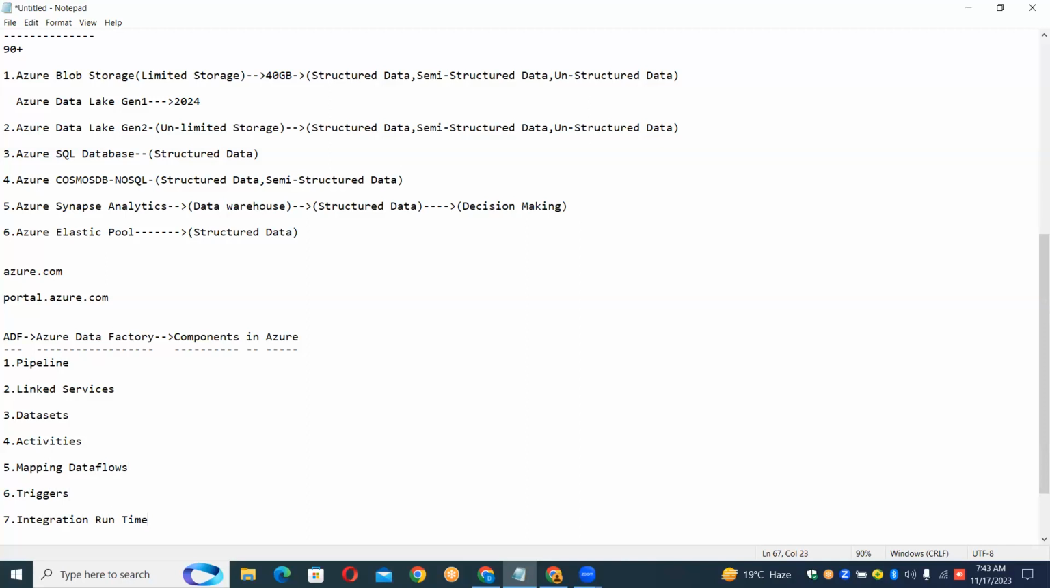We will start with Azure Data Factory and all the components from tomorrow. Tomorrow is Saturday and we will have the class at the same time, 7 o'clock. From Monday onwards, we will start at 6 o'clock, that will be the standard timing, 6 to 7. Tomorrow we'll start with Azure Data Factory and its components, and we'll even start the practicals. Okay, clear?